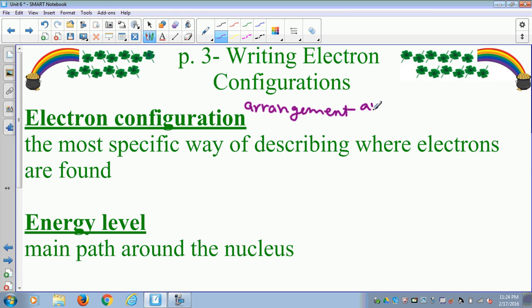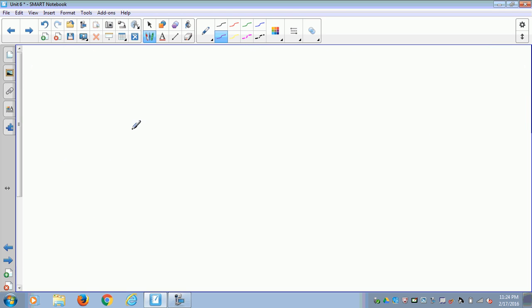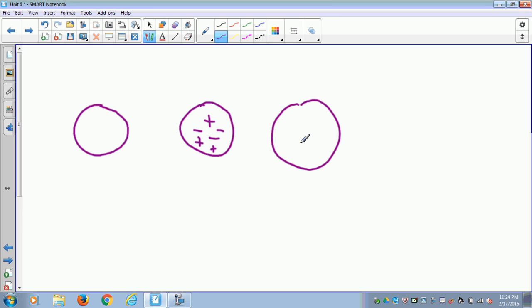around the nucleus. We have talked about different theories of how the atom evolved. If you remember, we had a solid sphere model. Then we had the plum pudding model, where we had protons and electrons embedded in the atom. And then Rutherford said there is a nucleus and the electrons revolve around the nucleus. But then we have Bohr's model.